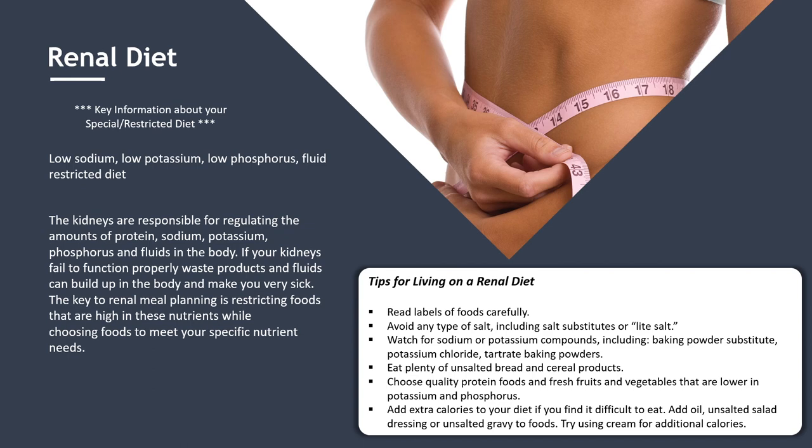Tips for living on a renal diet. Read labels of foods carefully. Avoid any type of salt, including salt substitutes or light salt. Watch for sodium or potassium compounds, including baking powder substitute, potassium chloride, and tartrate baking powders. Eat plenty of unsalted bread and cereal products. Choose quality protein foods and fresh fruits and vegetables that are lower in potassium or phosphorus. Add extra calories to your diet if you find it difficult to eat. Add oil, unsalted salad dressing, or unsalted gravy to foods. Try using cream for additional calories.